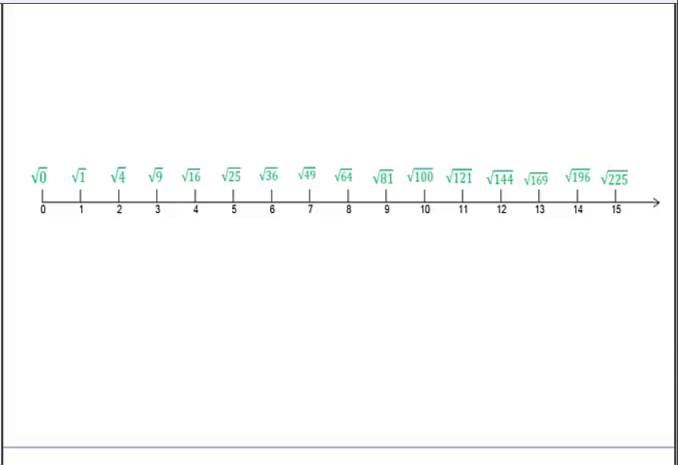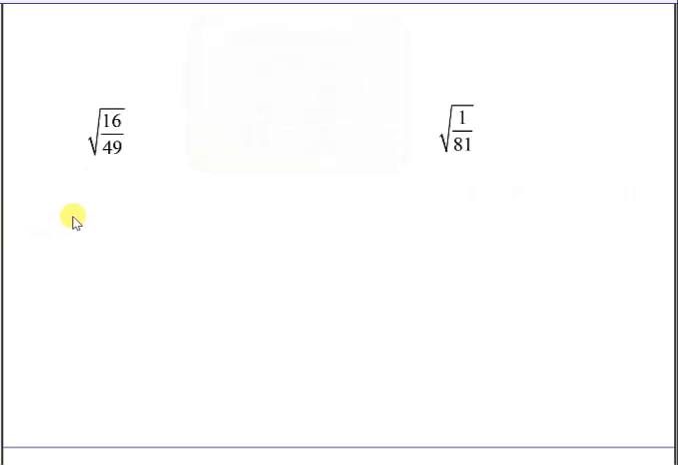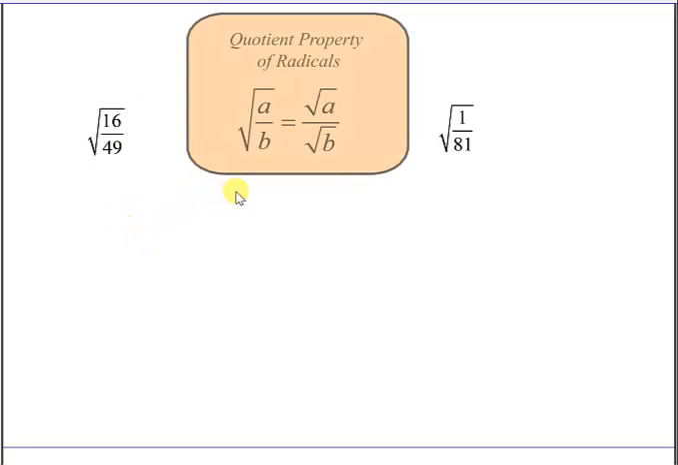I love it. There's nothing like a little Elvis to get things rolling. Okay, here we go. In this lesson we're going to tackle how we handle fractions when we've got square roots in them. There's a property to do it. It's called the quotient property of radicals. Let's take a look and then we'll check out these examples.